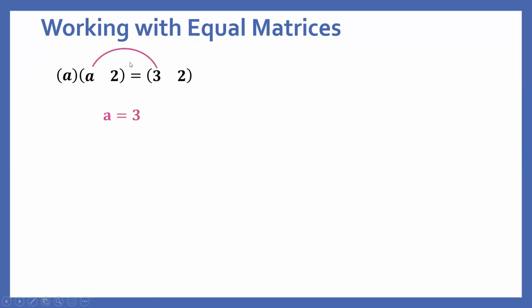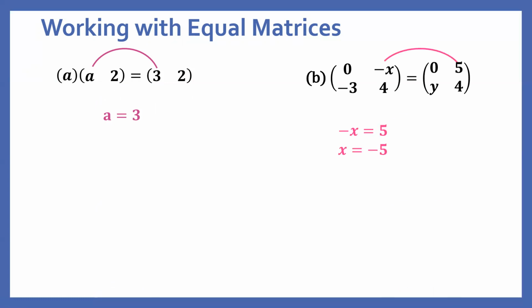A is going to be equal to 3. Part B. The two matrices are equal. Therefore, the corresponding elements should be equal. Minus x will be equal to 5. Therefore, x equal to negative 5. Similarly, minus 3 will be equal to y. So, y equal to negative 3.